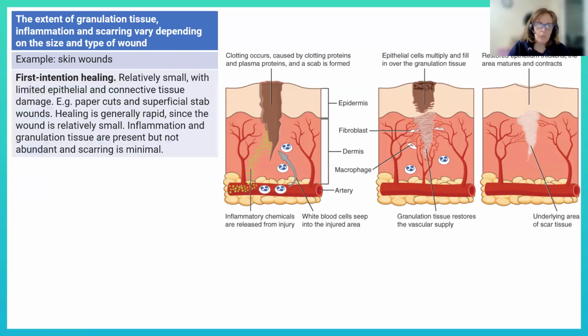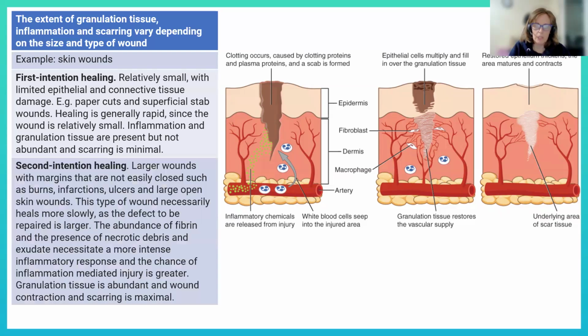So first intention healing is relatively small, and this is when you've got limited epithelial and connective tissue damage. So think like a paper cut. Yes, it hurts, but it's easy to heal. Its healing is rapid. The wound is small. Inflammation may be present, and scarring is absolutely minimal. And usually, if you get something like a paper cut, you can't see that there's been an injury there within a few weeks. It's normally pretty quick and not much damage.